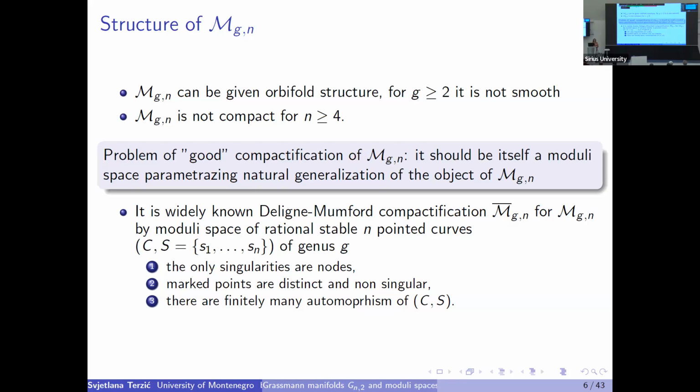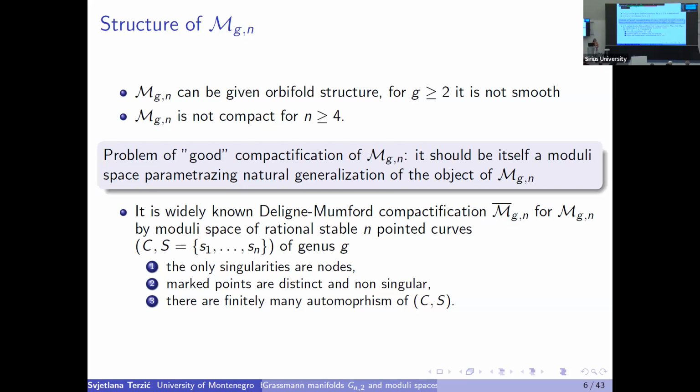Curve C, where S are the points, of genus g. What are these? I mean, just an overview, what are these curves? These are the rational stable n-pointed curves. The only singularities on these curves are nodes. Marked points are distinct and non-singular, and for any curve, there are finitely many automorphisms of this curve.